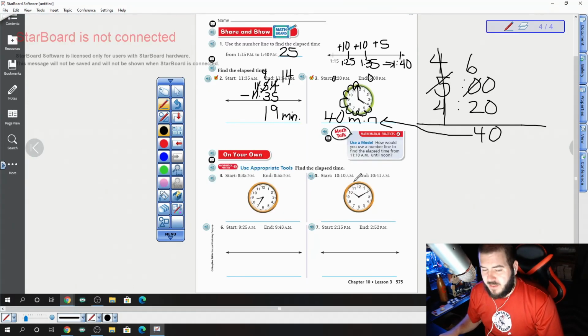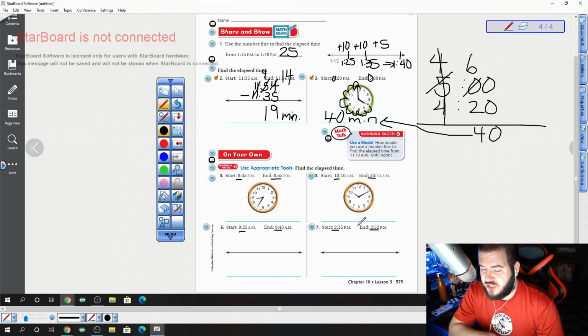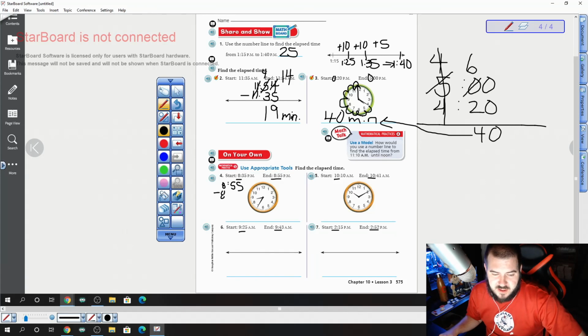So for your assignment, you're going to be doing numbers 4, 5, 6, and 7. For these questions, you'll notice that all of them, the hours are staying the same. 8 to 8, 10 to 10, 9 to 9, and 2 to 2. So I would highly suggest using the subtraction method for all of these problems. What I mean by that is you're going to do 8:55 for the first problem minus 8:35.